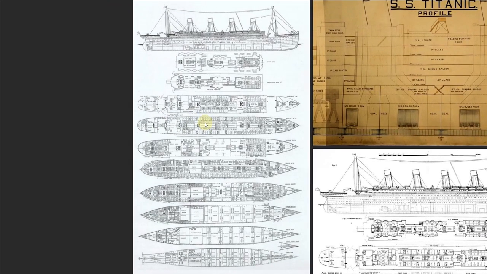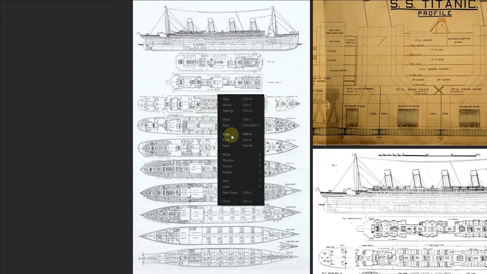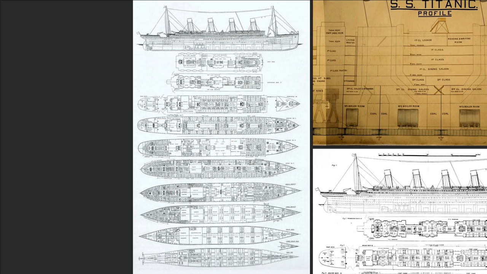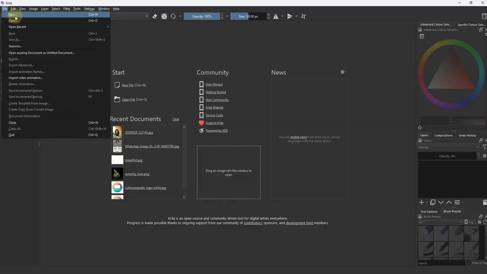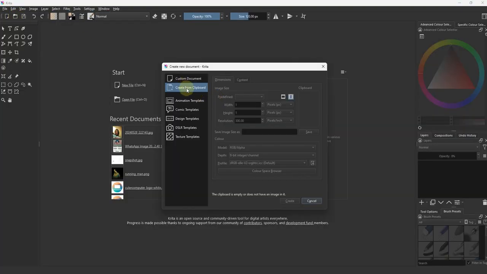I think the top view will be this basically. So we're going to copy this and open Creator. You could use Photoshop if you have Photoshop, or use Creator, which is accessible to everyone. Create new file from clipboard.